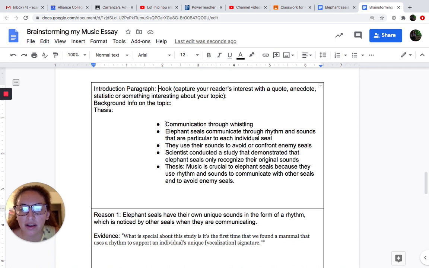So for my hook, I want to talk about how I know that humans communicate through whistles and whistling as well. Like if you hear someone whistle, I can't do it, so I'm not going to do it. Then another person turns around and knows that they're talking to them.